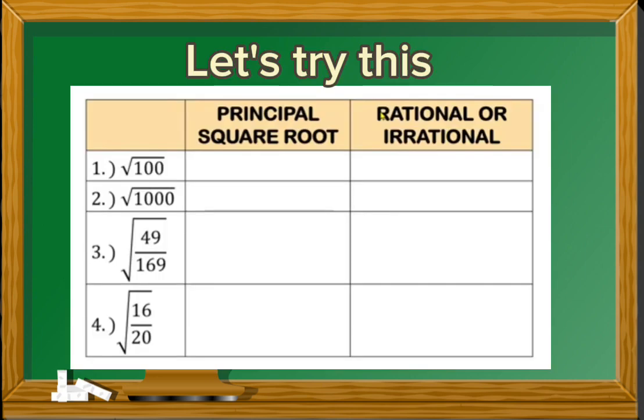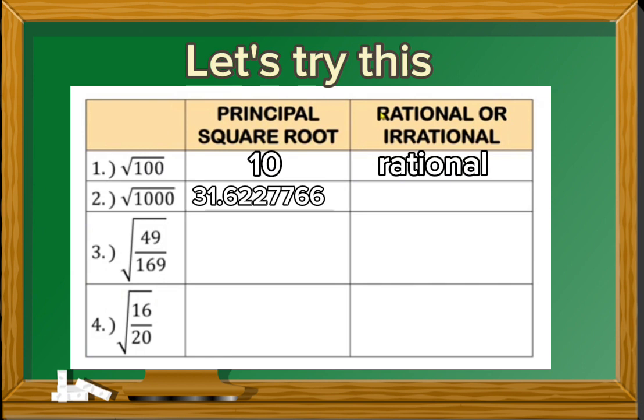Let's try this. Number 1: square root of 100. 100 is a perfect square, 10 squared. The square root of 100 is 10. Since 100 is a perfect square, the principal square root is rational. The next one is square root of 1000. Think of a number multiplied by itself that will give you 1000. There is none. Actually, the value of the square root of 1000 is this one. Since 1000 is not a perfect square number, its principal square root is irrational.